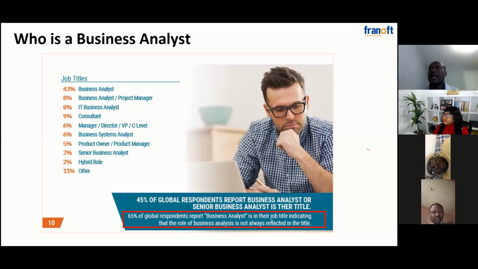Okay, good. We're back. And some managers, even managers and directors, perform business analysis work. You can see there, C-suites perform business analysis work. Some other job titles are business systems analysts, and product owners for the Agile or Scrum framework. Some are also called senior business analysts. We have people that function in hybrid roles, and we have other titles that are too numerous for us to talk about. And 45% of global respondents report business analyst or senior BA as their title.